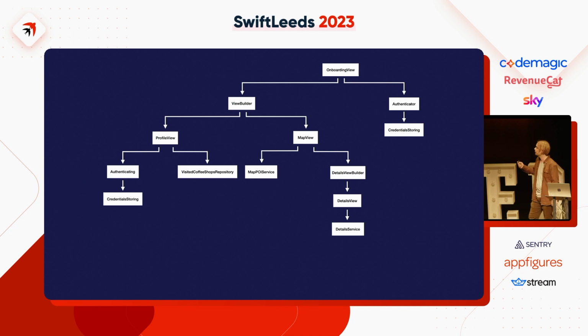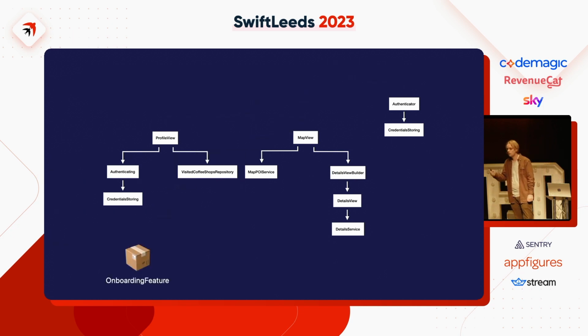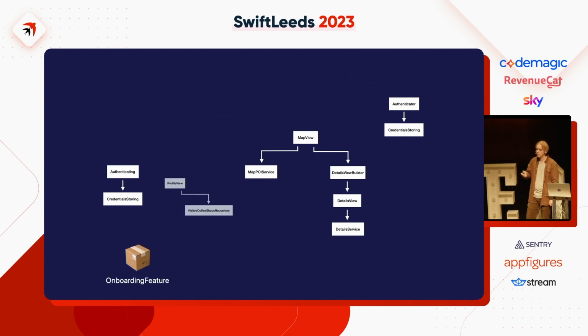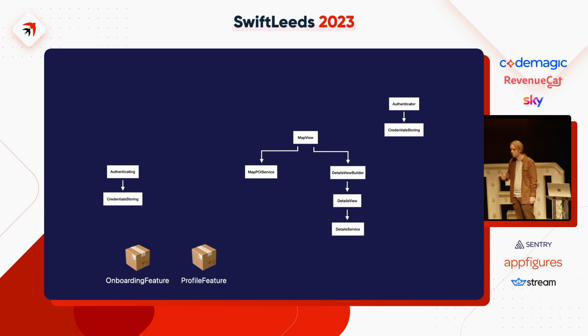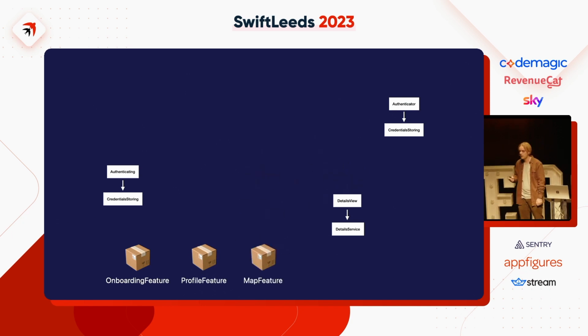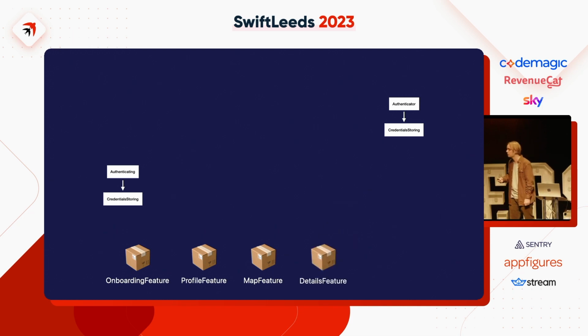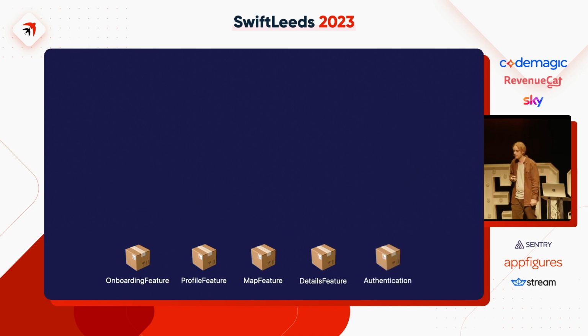And we'll take everything related to the onboarding of the user, throw it into the onboarding feature package. Everything related to the profile, throw it into the profile feature package. Everything related to the map, throw it into the map feature package. And I think you see where this is going. We'll take everything related to the coffee shop details and throw it into the details feature package. Now, everything that remains is the logic we have concerning authentication, and we'll create a library Swift package called authentication that our other feature packages can depend on.